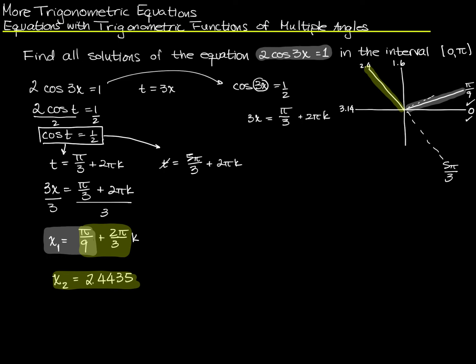But remember, this time it's 3x, so I need to divide both sides by 3. And I get another solution for x, I'll call this one x3, is 5 pi over 9 plus 2 pi over 3 times k. So I'll use green to highlight solution number 3, 5 pi over 9.